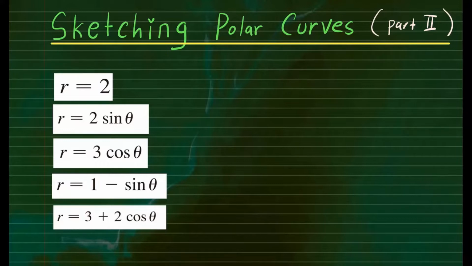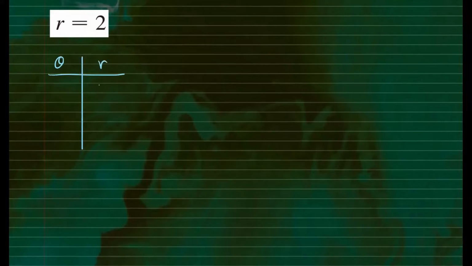So for the first one, we're going to be sketching r equals 2. I'm going to just pull it down here. So r equals 2, meaning the radius is 2. So it doesn't matter what theta is, r is always 2. So if you want, you can make a table of values. So pick theta, and then you get your r values. Well, r is always going to be 2.